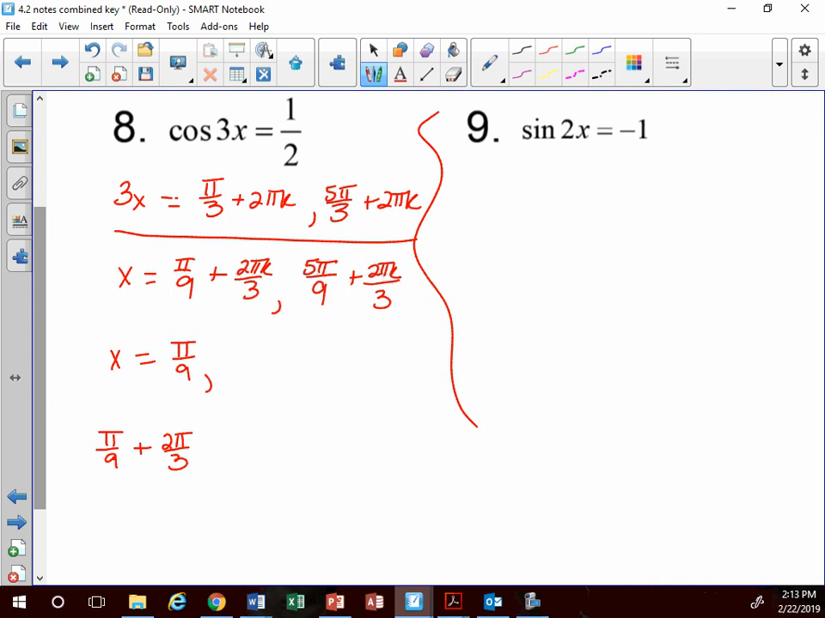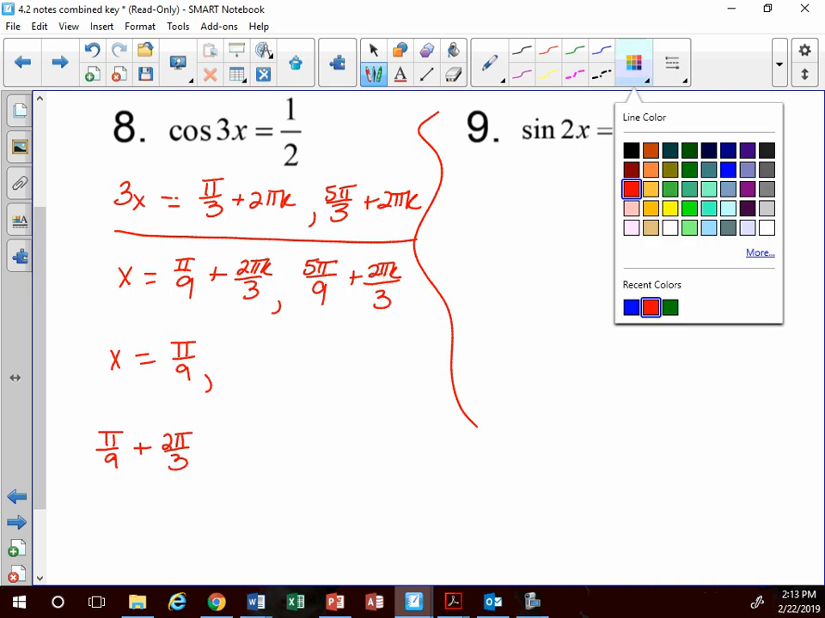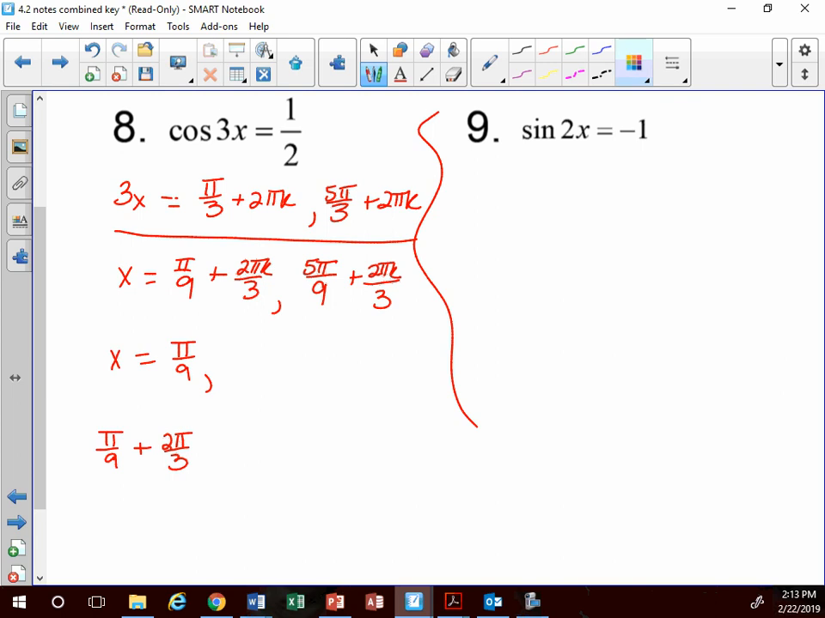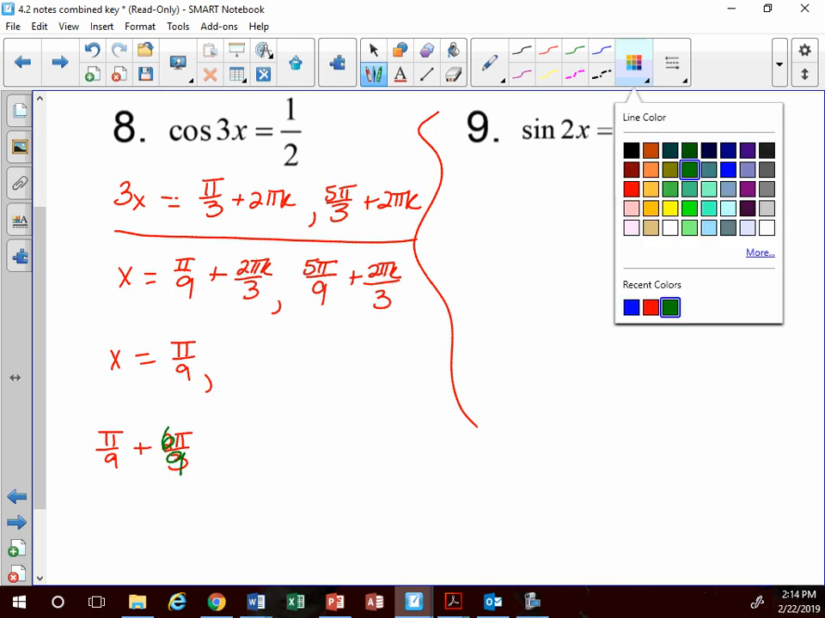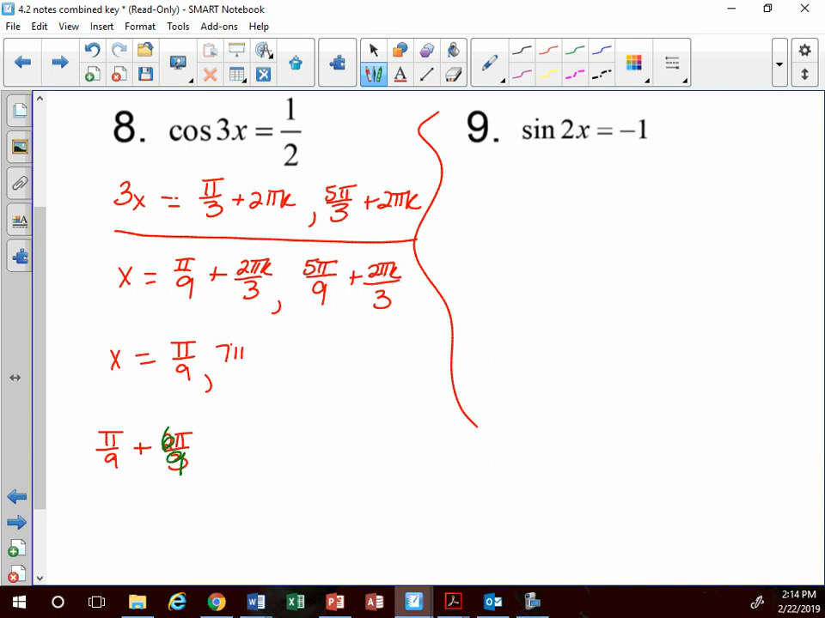That's what it tells me to do right here. How do I add these two? Now, what's 2 pi over 3 really going to become? 6 pi over 9. What is pi over 9 plus 6 pi over 9? 7 pi over 9. That is your second answer.